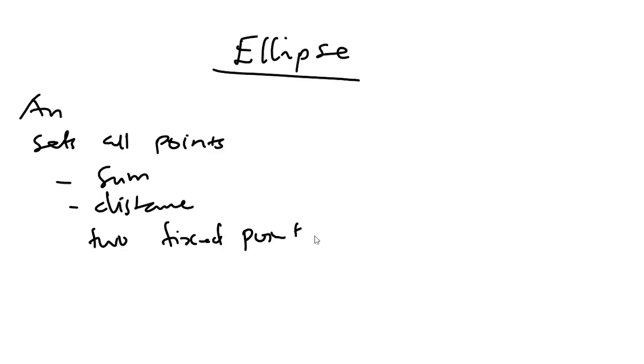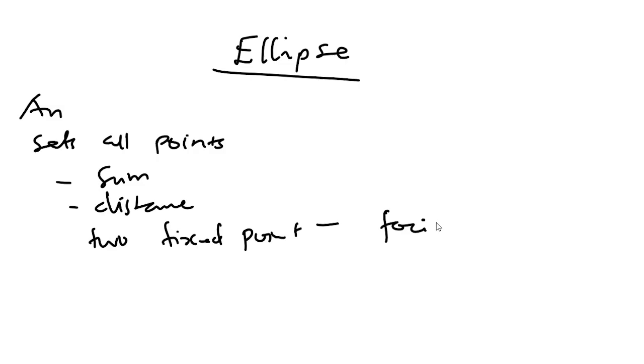These two fixed points that we are talking about are called the foci. That's the plural form. Each of them is called the focus, and the plural form is the foci. The line containing the foci intercepts the ellipse at a point called the vertex.